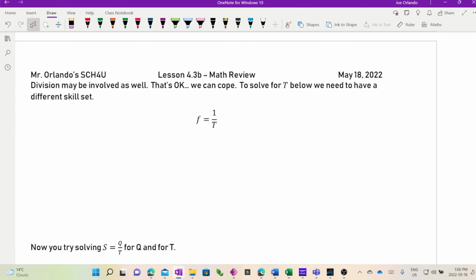Sometimes something will be a little tricky. Division may be involved. The frequency is equal to 1 over the period. F equals 1 over T.